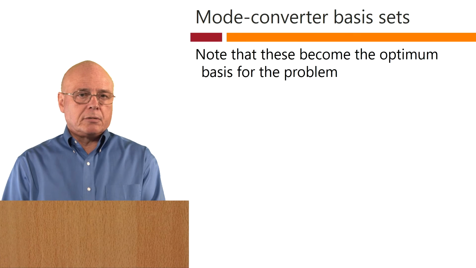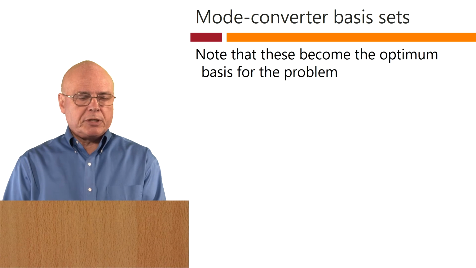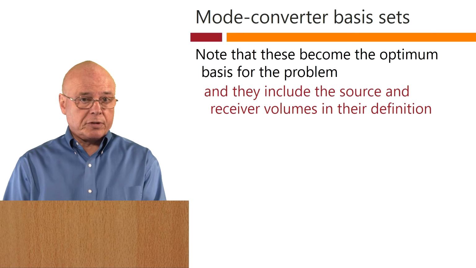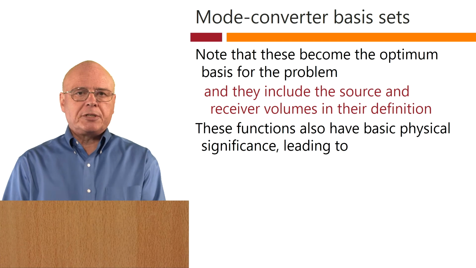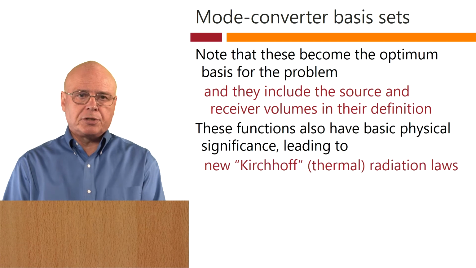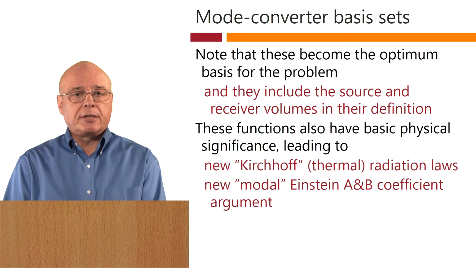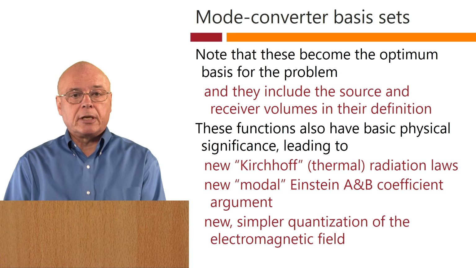Note that these mode converter basis sets, as I'm calling them, become the optimum basis for the problem in one sense, and they include the source and receiver volumes in their definition. These functions, it turns out, also have basic physical significance, leading to new Kirchhoff thermal radiation laws in optics, a new modal version of Einstein's A and B coefficient argument that links spontaneous and stimulated emission and absorption, and also a new simpler quantization of the electromagnetic field.